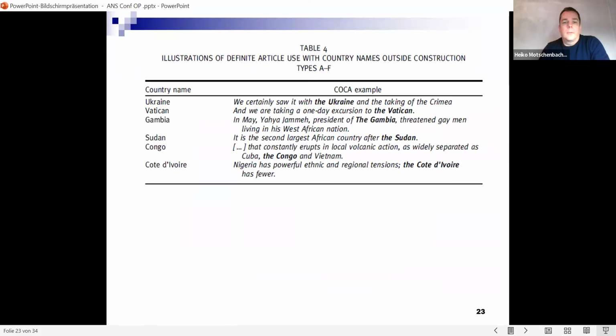Here are some examples from the corpus so that you can see how these country names are used with a definite article. This is just for the sake of illustration. Maybe the Congo example is interesting because it's like a coordinated structure, and it says Cuba, the Congo, and Vietnam. So the other two country names are not with a definite article. That's maybe interesting.